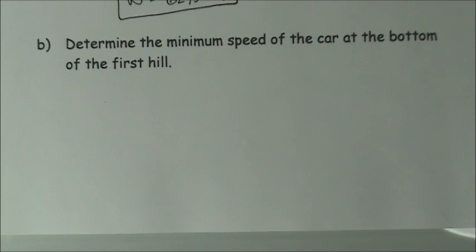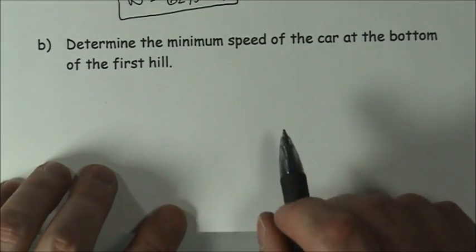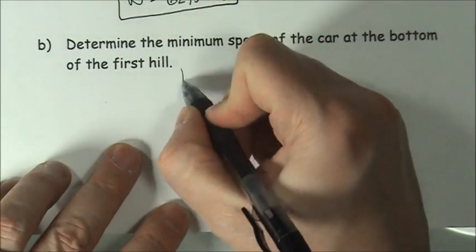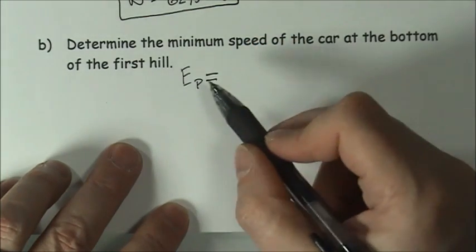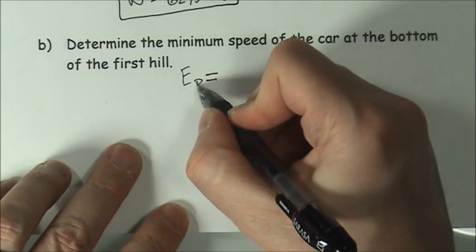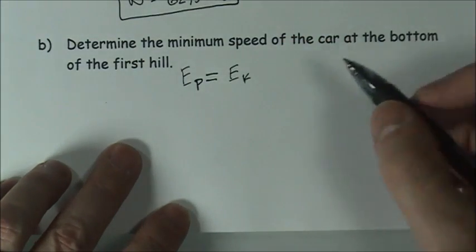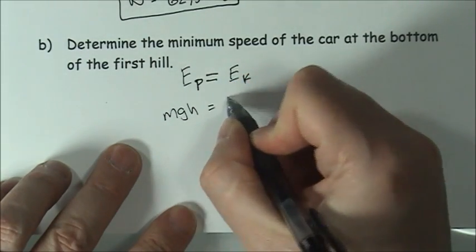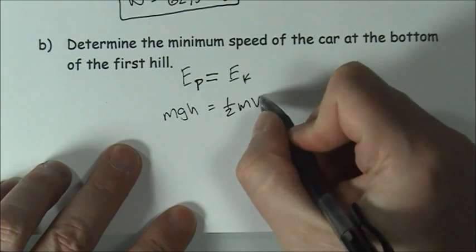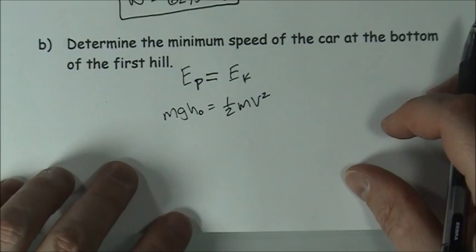So I'm going to look at what kind of energy was present before the car left the top of the hill and what kind of energy was present at the bottom of the first hill. And those are the only ones that I'm going to write. So I know that at the top of the first hill it had potential energy. And I know that at the bottom of the hill it won't have any potential energy anymore, but it will have kinetic energy. So in this example, mgh equal to 1/2 mv squared, that's h naught, the initial height.